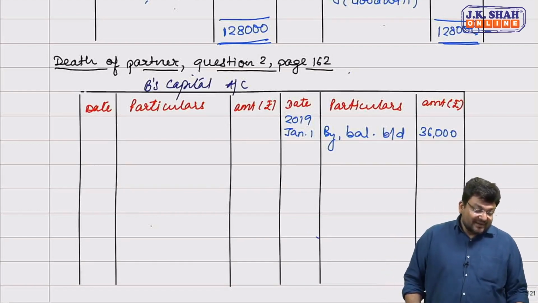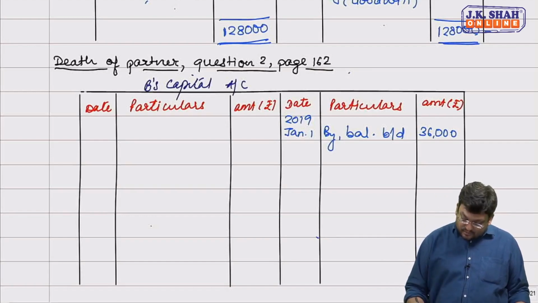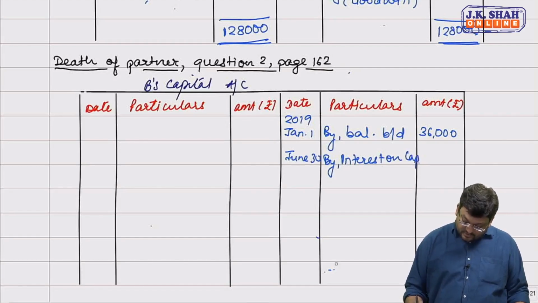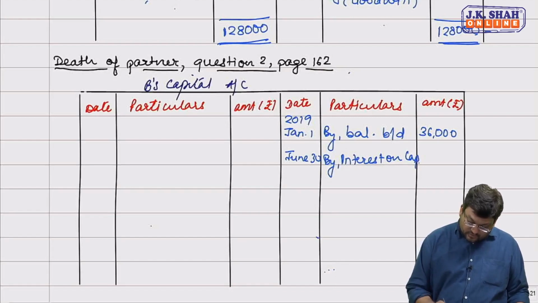Now, what else is to be given to B? We'll go by what is agreed between partners. 5% per annum interest on capital is to be given. B died on which date? Sir, B died on 30th June 2019. B died on 30th June. So we need to calculate and give interest up to 30th June. How much will be interest on capital up to 30th June?